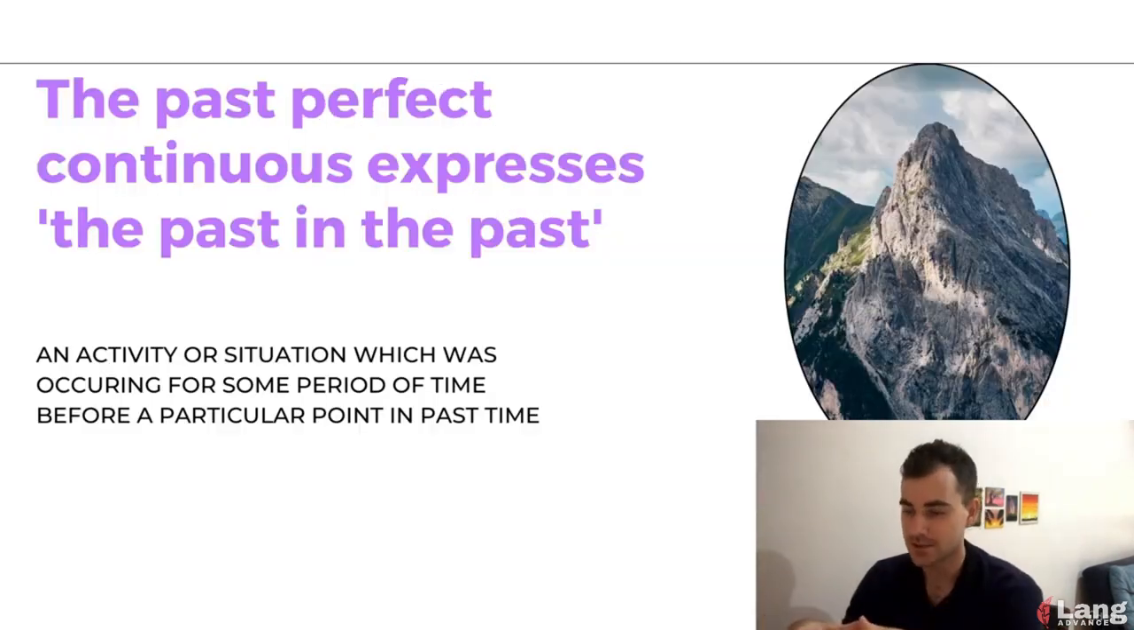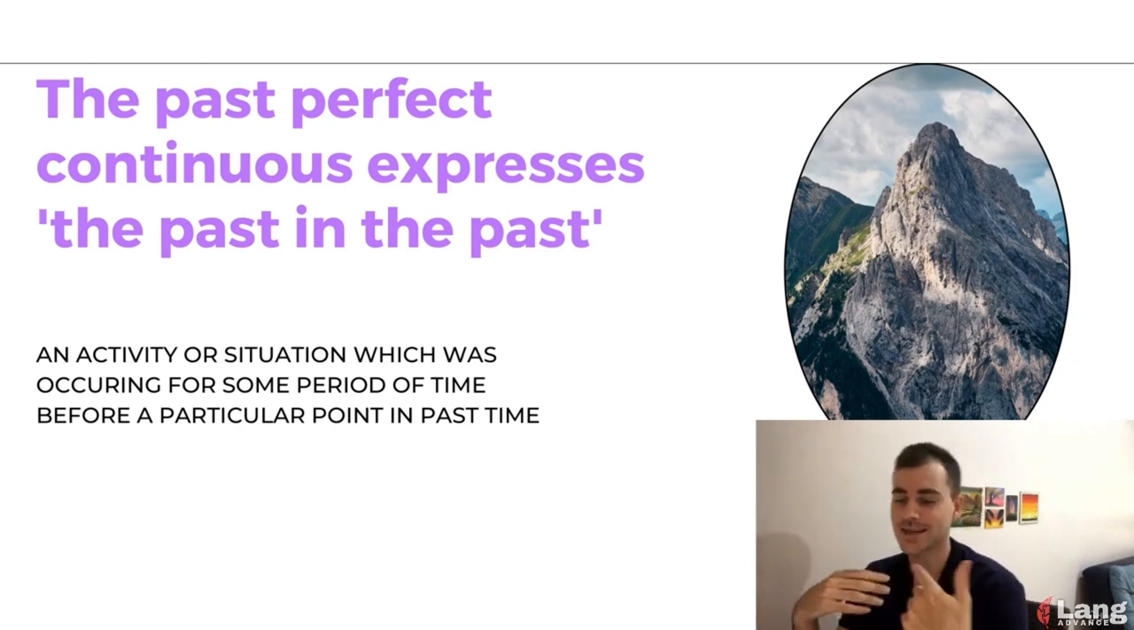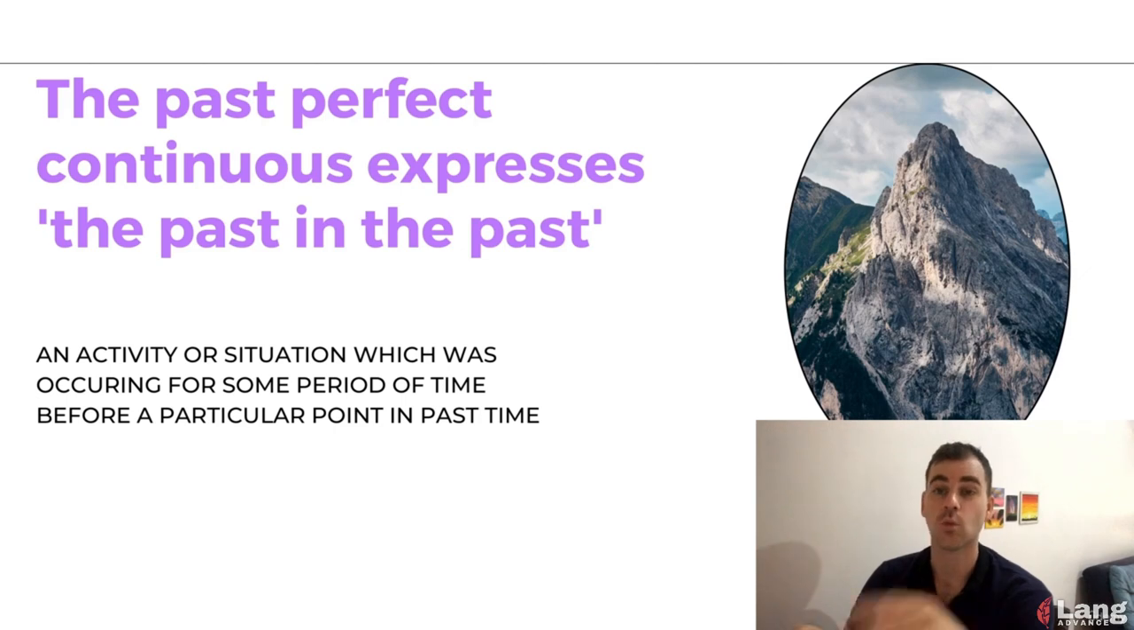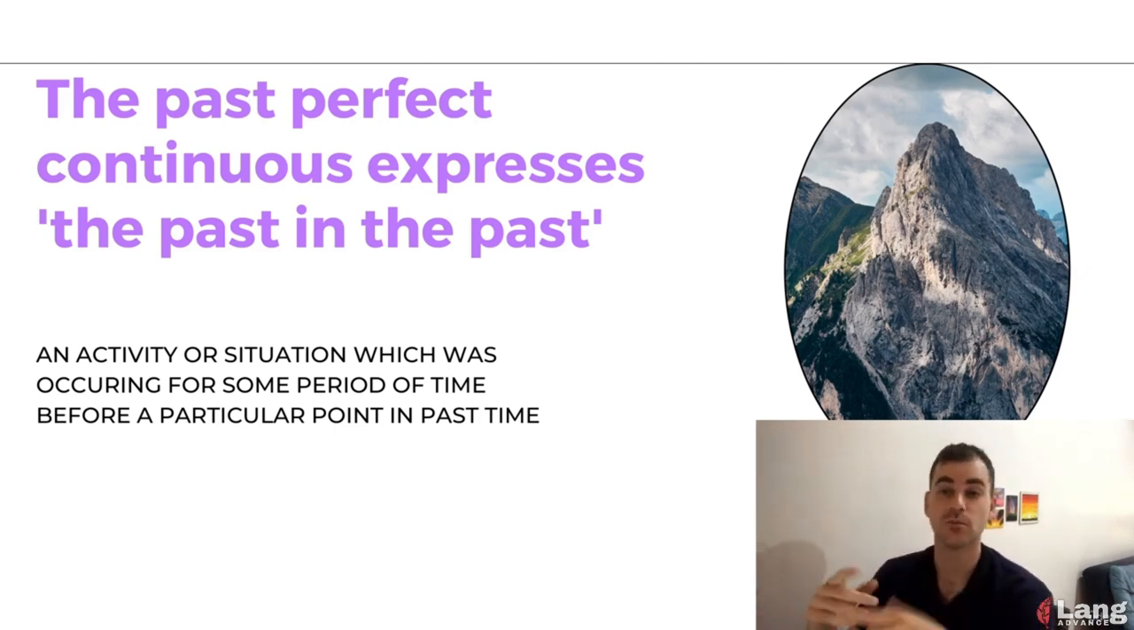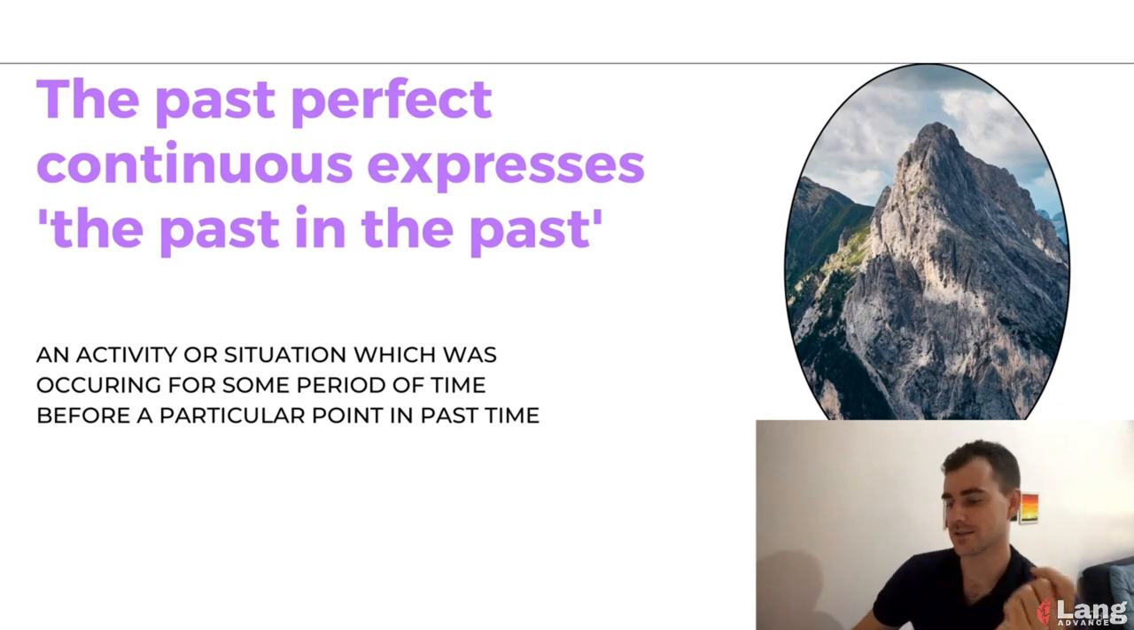This video is about the past perfect continuous, a very important yet confusing tense in English. It's part of a video series of 12 lessons on all 12 tenses. The past perfect continuous expresses the past in the past. It's an activity or situation which was occurring for some period of time before a particular point in past time. Now that's kind of a mouthful, it's a lot to understand, so let's look at some examples.